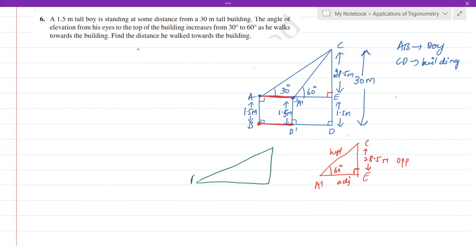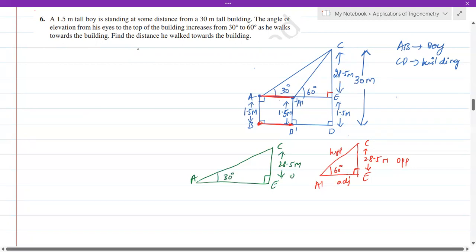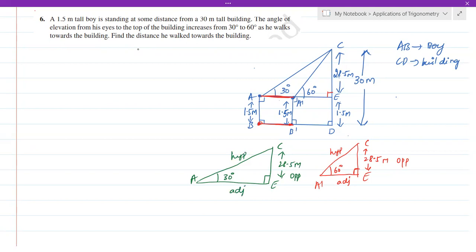So here you got A, here you got C, here you got E. Obviously, this is 90 degrees, and this is 28.5 meters. Now here it is 30 degrees. Opposite to the given angle, CE will become the opposite side. Opposite to E will become the hypotenuse, and the remaining one is adjacent. Now observe this red color triangle and the green color triangle.